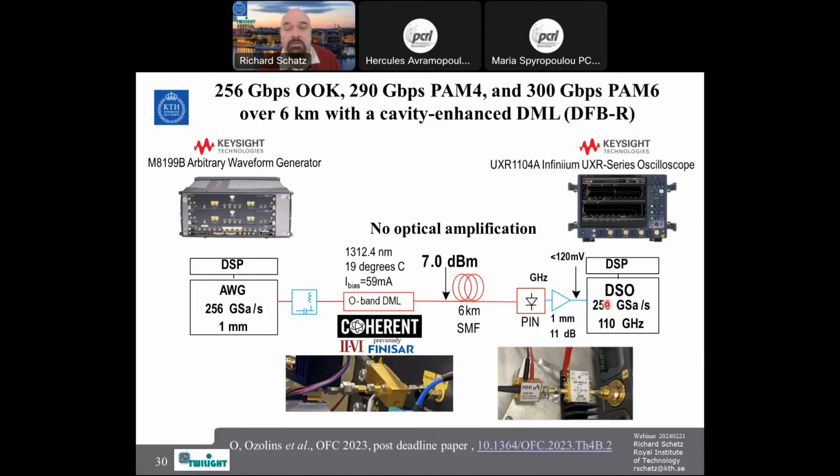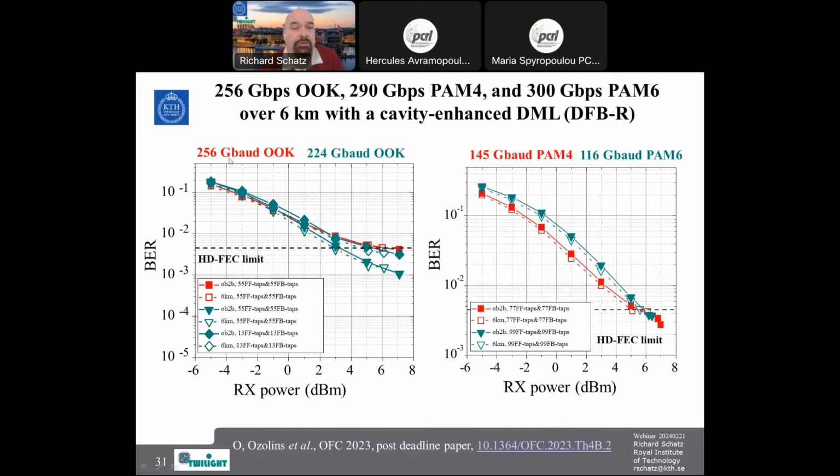Both have a sampling rate of 256 gigasamples per second, and then we had this laser here without optical amplification, and 6 kilometer single mode fiber. We were able then to get these results, which I will show here. So we could transmit 256 gigabaud on-off keying with this DML, and 145 gigabaud PAM4, that is 290 gigabits per second, and 160 gigabaud PAM6, which is close to 300 gigabits per second with this device.